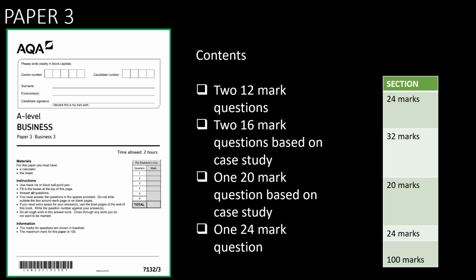Goes without saying, the marks look like this. Of course, obviously 24 marks for the 12 markers, 32 marks for the 16 markers, 20 marks for the 20 marker, and of course 24 marks for the 24. Comes out 100 marks. So, as you've probably worked out already, over the 3 exam papers, it is a total of 300 marks. And next up, we'll talk about grade boundaries.